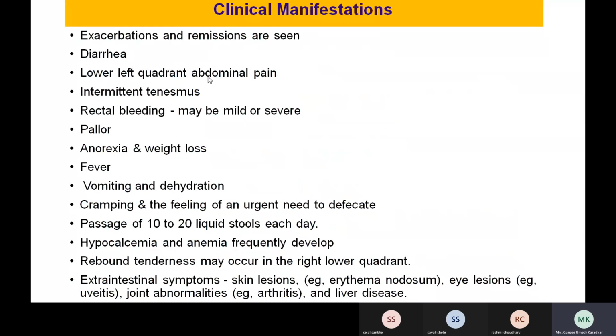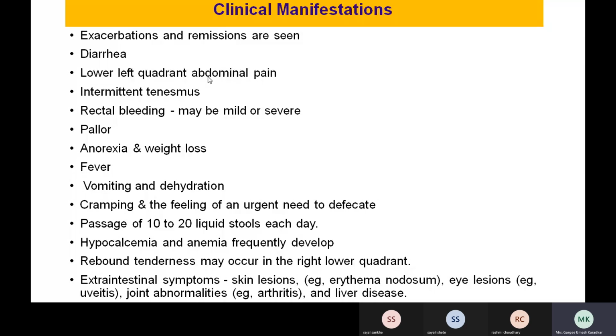What are the clinical manifestations? First, again, this will also be in the form of exacerbation and remission. Then there will be diarrhea, lower left quadrant abdominal pain, and intermittent tenesmus, that is the pain in the bowel. Then there is rectal bleeding, which may be mild or severe depending on the severity of the disease. Then there will be pallor.